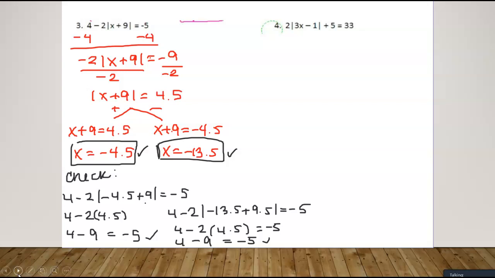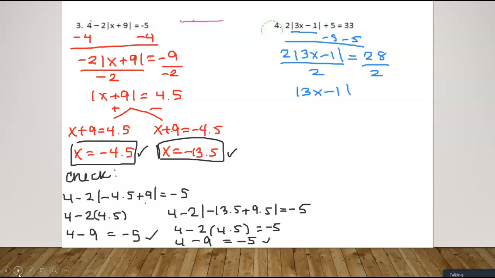Okay, number 4. Once again, you need to isolate the absolute value by getting rid of the 5 and the 2. So we're going to subtract 5 from both sides. Divide by 2. So again, you cannot split the problem until it's isolated.